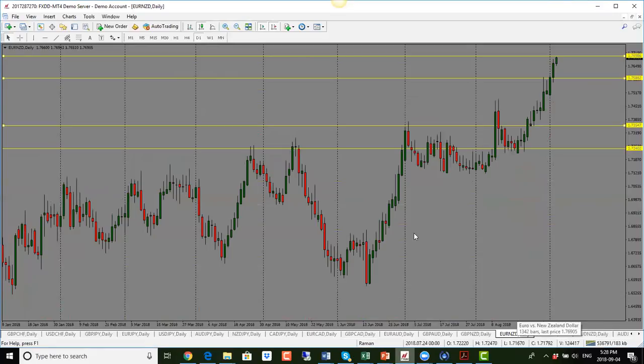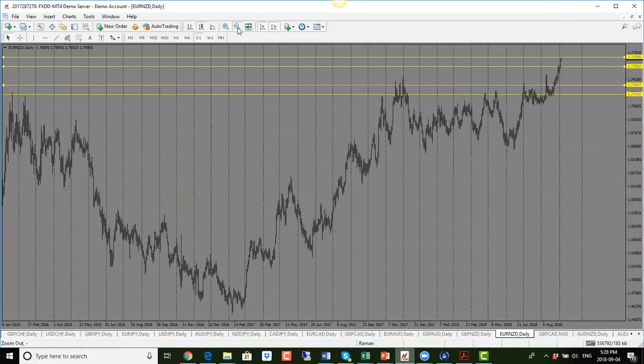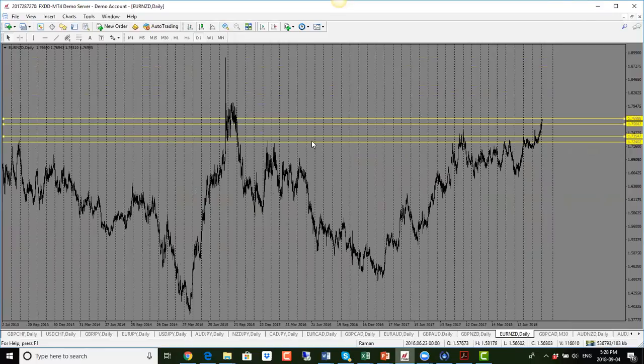Euro New Zealand looking bullish as well. We broke through the resistance here, another bullish candle close, and that is looking bullish. And next target, we have to go all the way back to find our targets here.